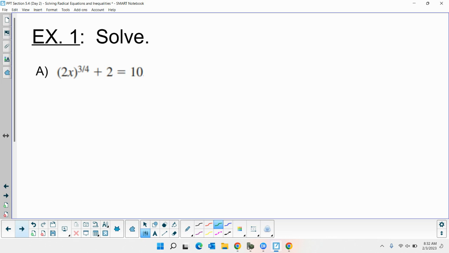So this one's 3/4, okay? Again, we want to isolate this 2x because that's being raised to the power. So I have to take the 2 over first, like we were doing yesterday.